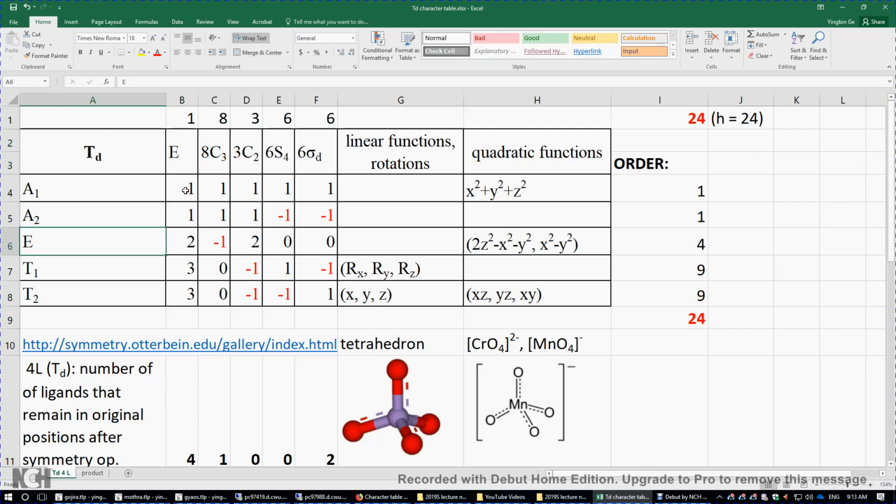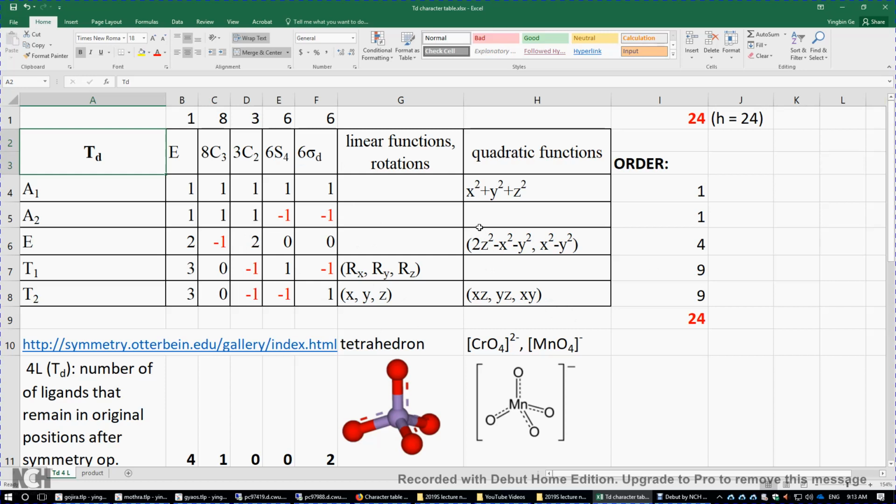And if you square this character, and then this one, and this one, and this one, and this one, you get 1, 1, 4, 9, 9. So they are here. And then you sum up the squares of the 5 characters in the column of the identity symmetry element, you get 24. And again, this 24 is the order of the tetrahedral point group. In this character table, I use red color for every single negative character. So you have a bunch of negative ones here and there.